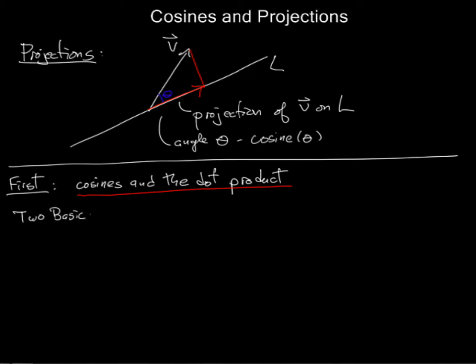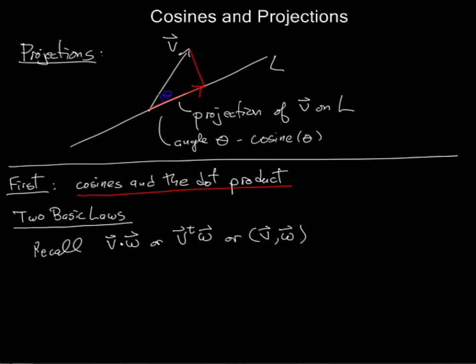So there are two basic laws relating some vector stuff and cosines. And to get the idea, let's start with the fact that, remember, we've been talking about the dot product, v dot w. I'll also sometimes write that as v transpose w, or maybe even the inner product of v and w. And remember that v dot w is 0 if and only if the vectors are orthogonal. They make a right angle with each other.